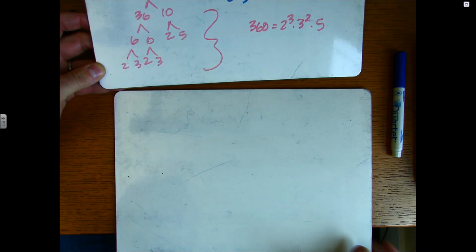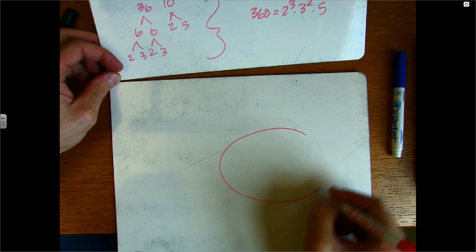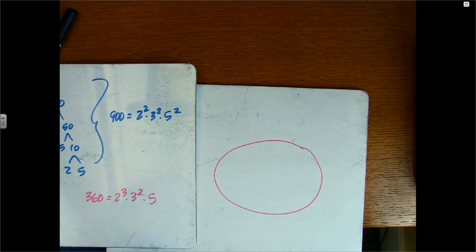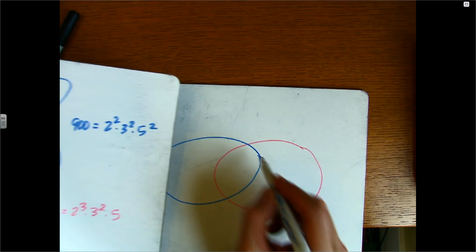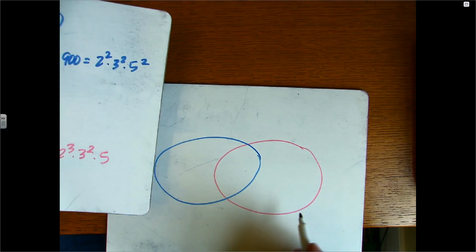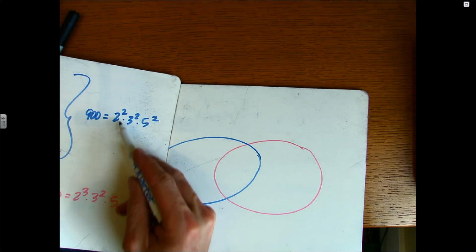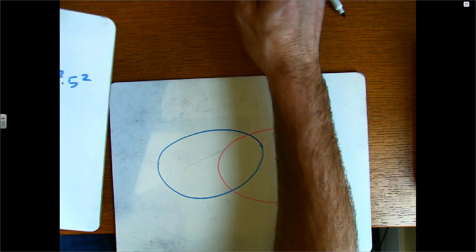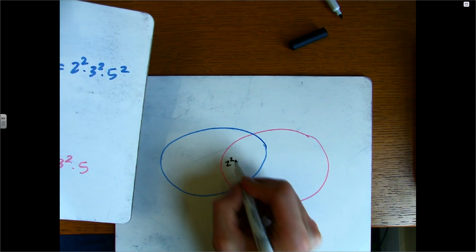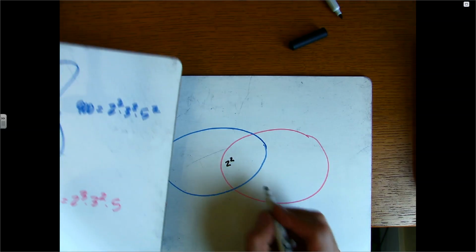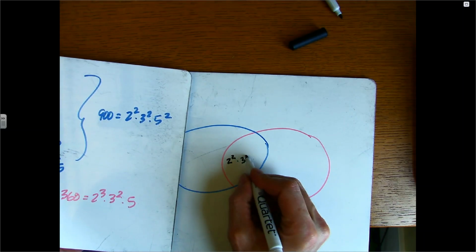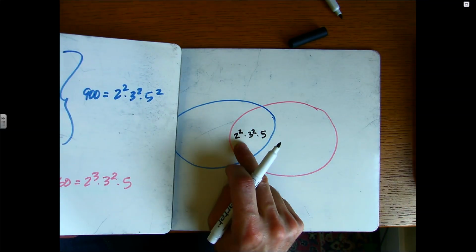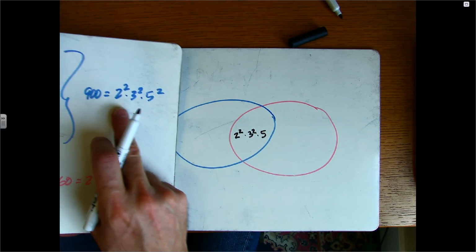And in particular, I want to make it into a Venn diagram with these two factorizations. So I'll draw a red circle and a blue circle, and I'll ask what goes in the middle if the blue circle's 900 and the red circle's 360. Well, I've got 2 powers of 2 here, and 3 powers of 2 here. So what they share is 2 squared. There are 2 powers of 3 in both numbers, so times 3 squared. And there's 1 power of 5 in both numbers, so times 5.